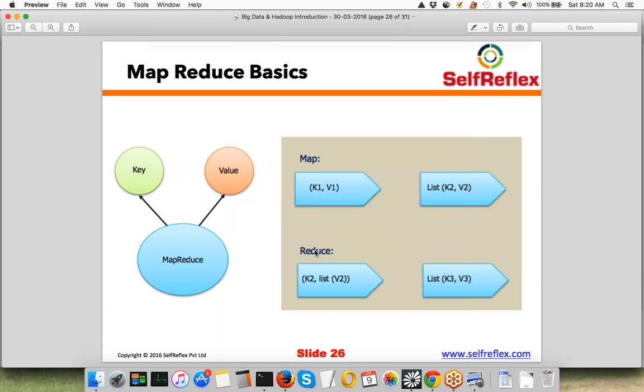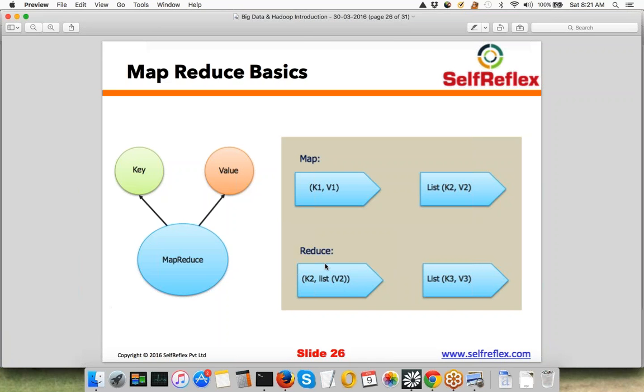Okay, and then what the framework does is, from this list of keys and values, which is the output of map, the framework will find all the key-value pairs that have the same key, and then it will create a data structure where for the same key it will combine all the values into a list and provide this record as input to the reduce function. Then your reduce function can perform its logic on top of this and finally emit the result, which is a list of k3 and v3, again a list of keys and values.